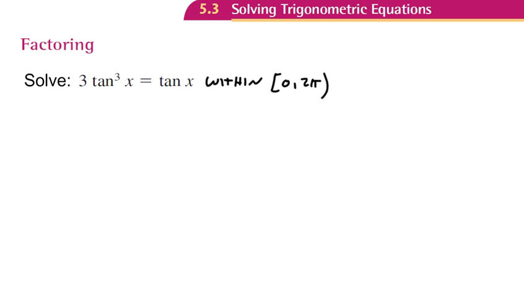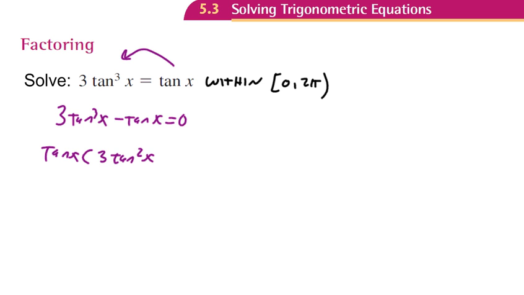All right, so if we're going to factor, let's write everything on one side. So I'm going to move the tangent and put this on the left-hand side. So I'll have 3 tangent cubed of x minus tangent of x equals 0. Now we have a common factor of tangent of x. So I'll take out a tangent x, and I'll get 3 tangent squared of x minus 1 equals 0.